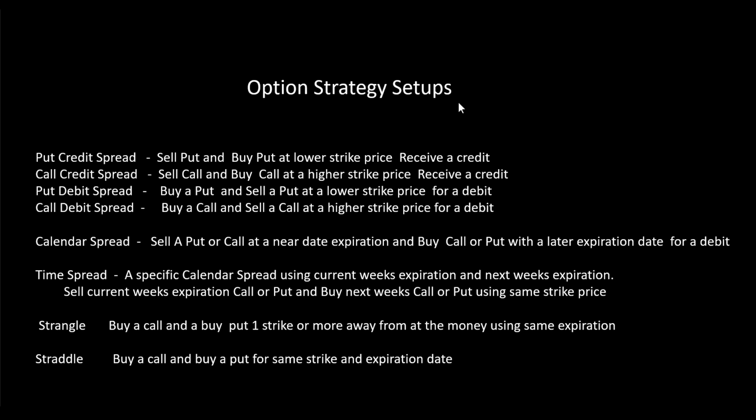Okay, so here's the setups, and again, I'm just going to go over these quickly. When you look at the video again, you can go over these and make sure. And I have videos on all of these. But a put credit spread, you're selling a put and buying a put at a lower strike price, and you receive a credit. A call credit spread, you're selling a call and buying a call at a higher strike price to receive a credit. A put debit spread, now this is debit, so it's going to cost you money. Buy a put and sell a put at a lower strike price for a debit.